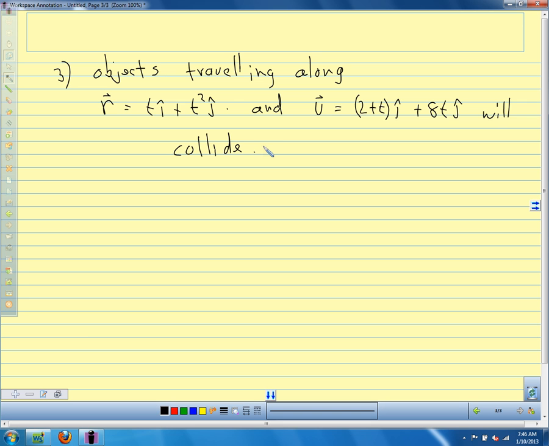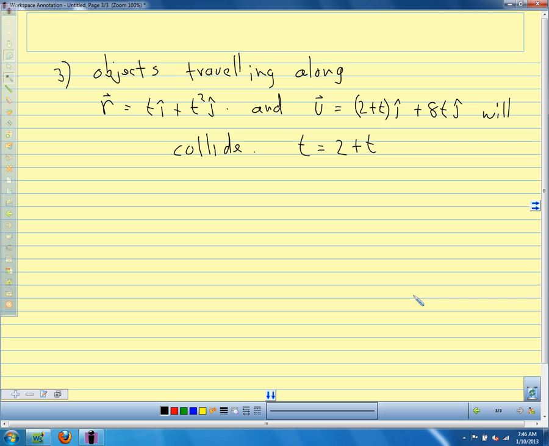John says no, because in order for them to collide, they have to be at the same point at the same time. If the x coordinate is defined by t in the first one and 2 plus t in the second one, t is never going to equal 2 plus t. Does that work? Yeah. So Sean says they have to be at the same point at the same time. So for that to be true, we need t equal 2 plus t.